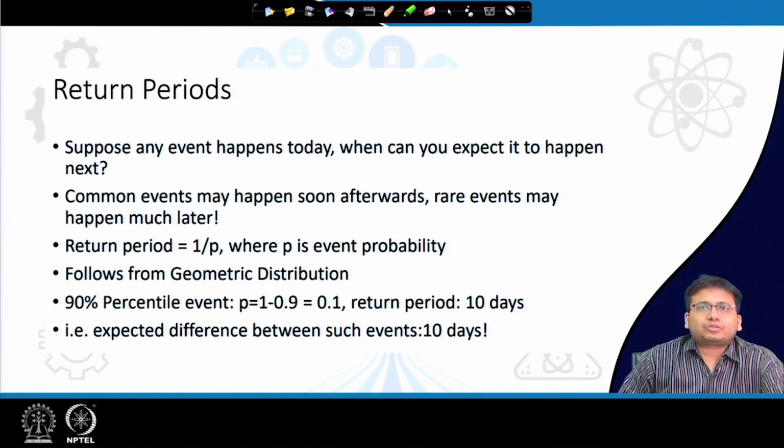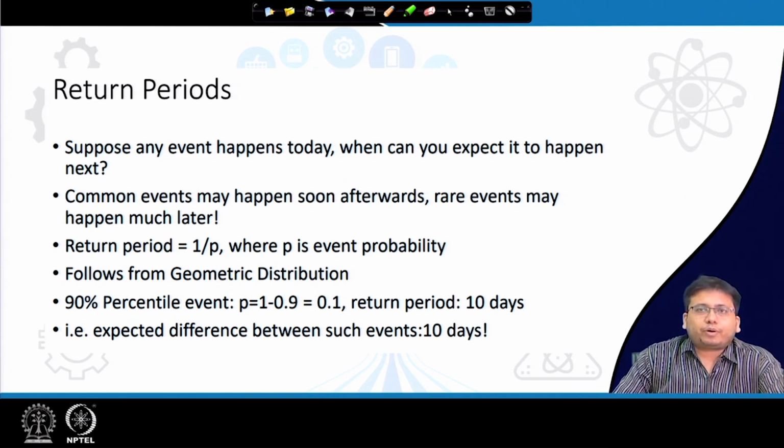Now, this brings us to a concept of return period. Suppose an event happens today. Suppose something very strange happens today. Let us say there is suddenly 100 millimeters of rainfall. You can understand how rare that is.